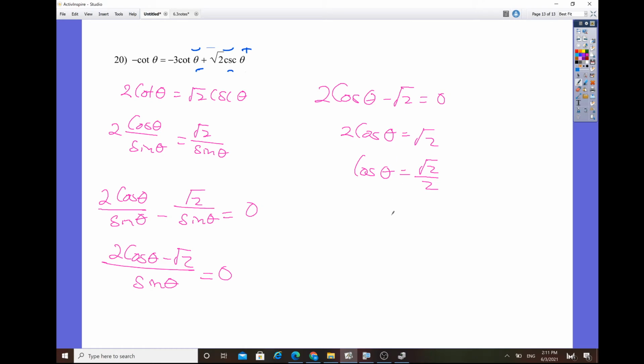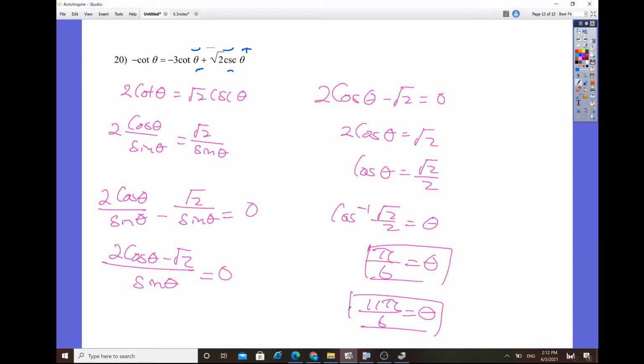Okay, so going back, take the inverse cosine of root 2 over 2. So that means theta is 30 degrees, pi over 6. And also this one is a positive ratio. So besides pi over 6, what else could that be? It could also be 11 pi over 6, in quadrant 4. So 2 solutions.